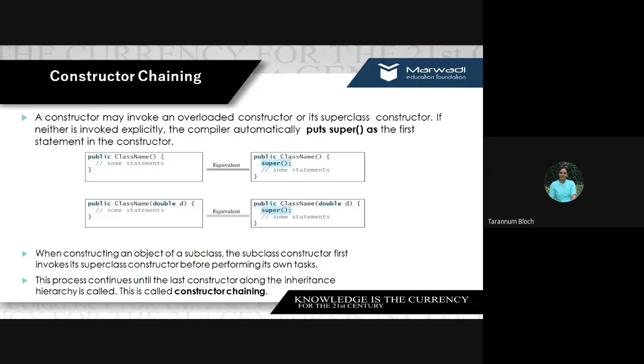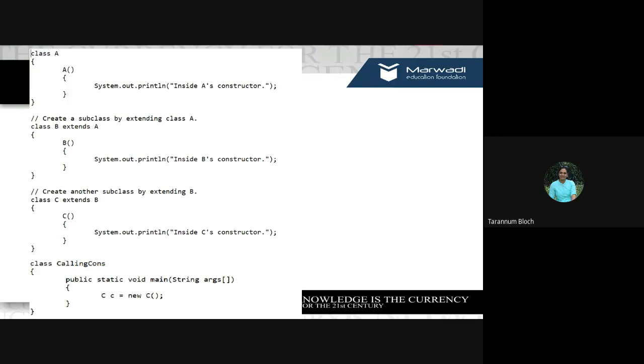Look at here. I have a class A. Inside that I have a constructor, with the same name as the class name, and I'm calling system.out.println inside A's constructor. Now let us assume that I'm inheriting class B from class A. So I have written class B extends class A. Here I'm writing the constructor of class B, with the same name as the class name B, and I'm calling system.out.println inside B's constructor.